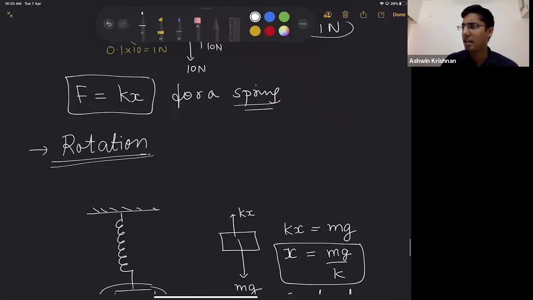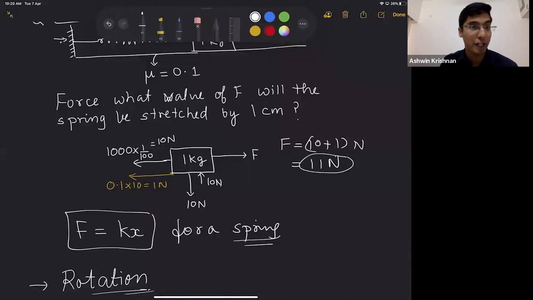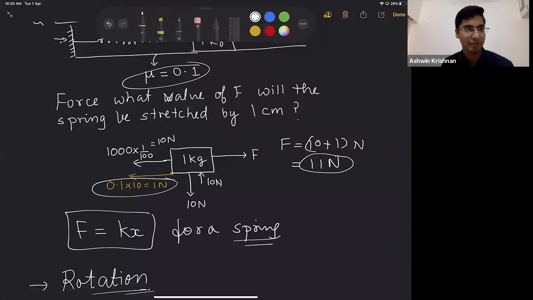Where did I add 1 in the last problem? Because of friction, Narthi, 0.1 into 10. There is also friction, no? That's why I added 1. That's also a force. I think you missed that force.